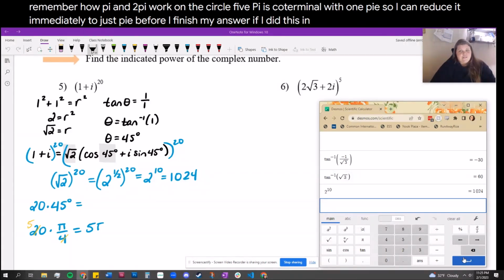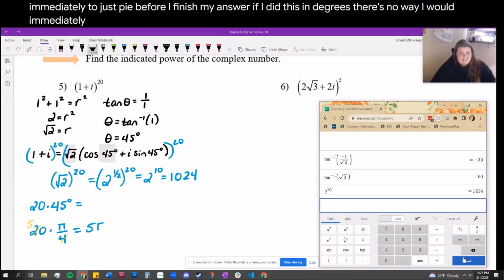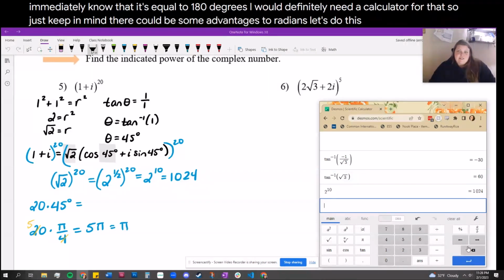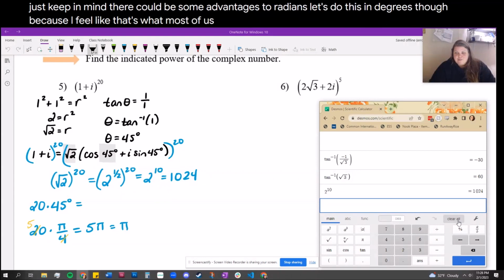If I did this in degrees, there's no way I would immediately know that it's equal to 180 degrees. I would definitely need a calculator for that. So just keep in mind there could be some advantages to radians. Let's do this in degrees though, because I feel like that's what most of us are comfortable in.